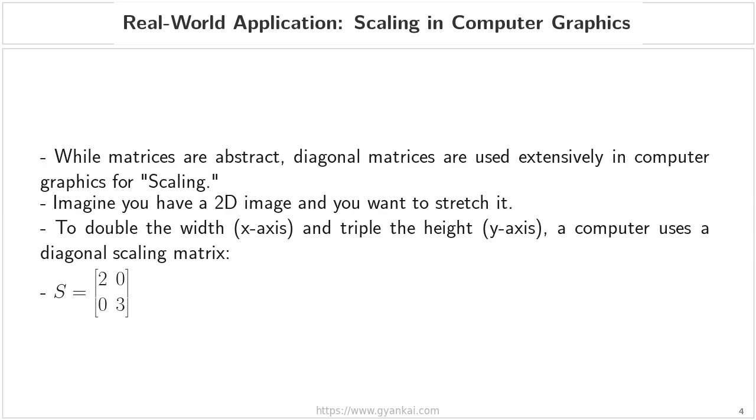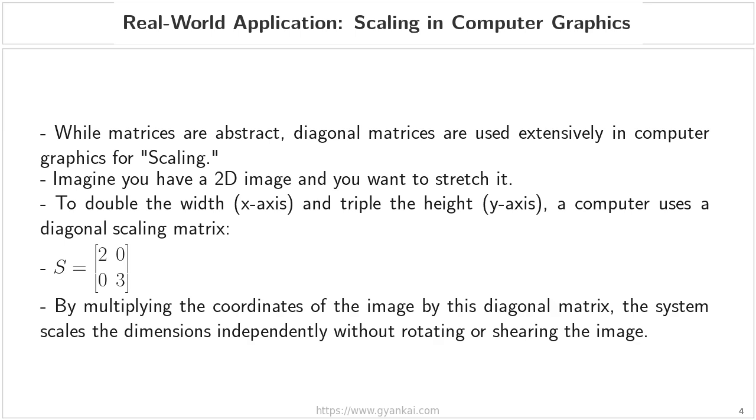For example, if you want to double the width along the x-axis and triple the height along the y-axis, the computer utilizes a diagonal scaling matrix, which we will call matrix S. This matrix S is a 2x2 square matrix where the element in the first row, first column, is 2, and the element in the second row, second column, is 3, while all other non-diagonal elements are 0.